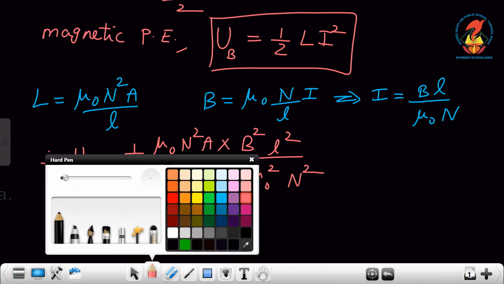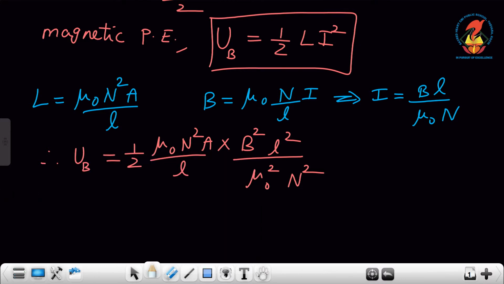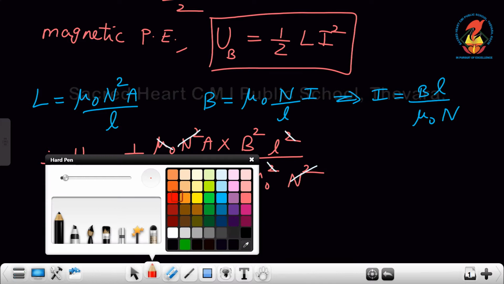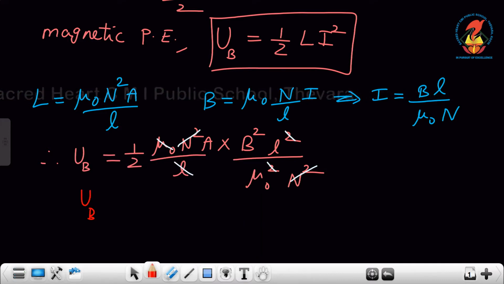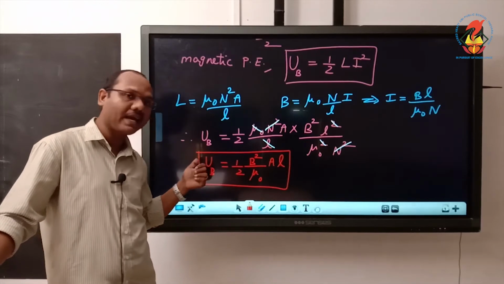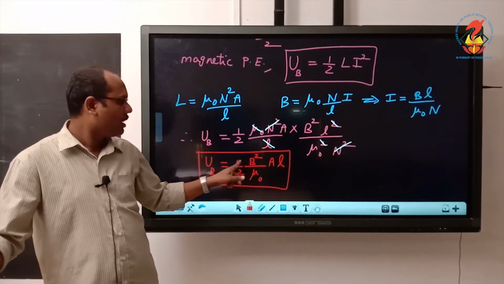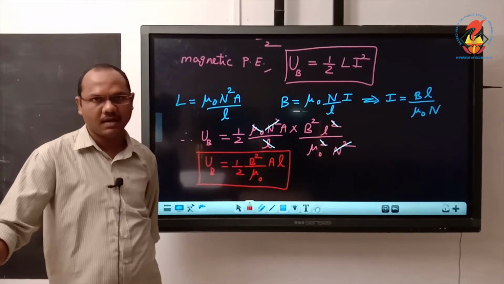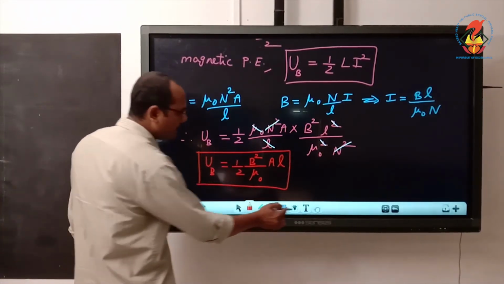So like terms can be cancelled. So I am just cancelling the like terms. Mu 0 and mu 0 square gone. Then n square and n square is gone. So what is the remaining thing? Remaining thing is UB is equal to half B square by mu 0 into A l. So this is the expression for the energy in terms of B, A and l.